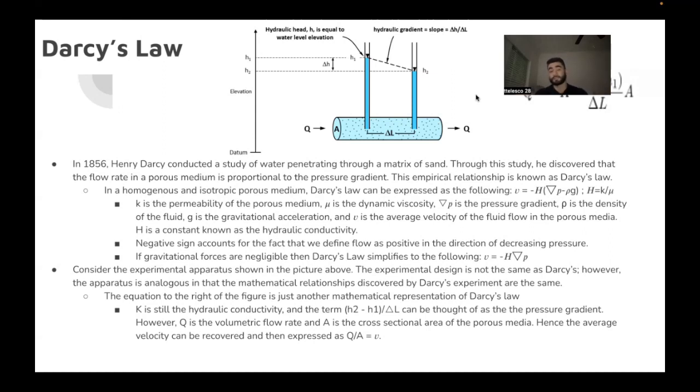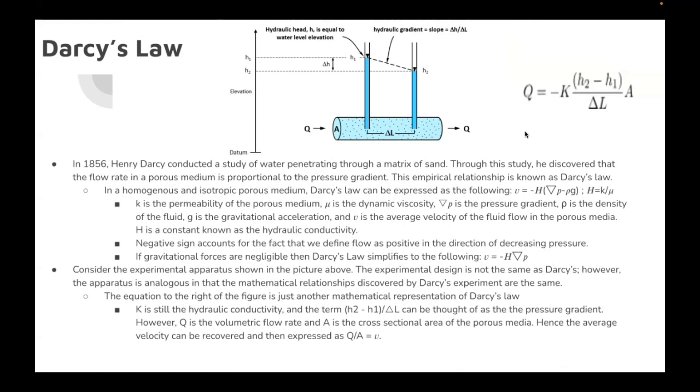It is not the same as Darcy's experiment that he conducted in 1856. However, the apparatus is analogous in that the mathematical relationships discovered by Darcy's experiment are the same mathematical relationships proved through this experiment. Now, I'm going to take myself out of the screen so you can see this equation I have here: Q equals negative K times (H2 minus H1) over the change in L times the area.